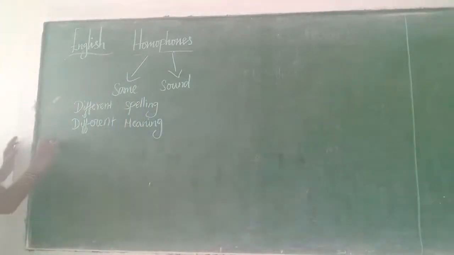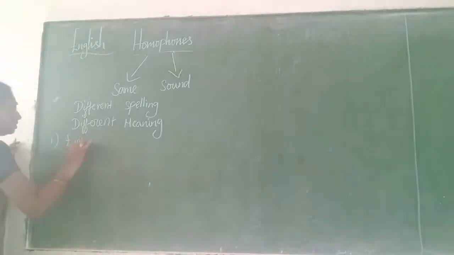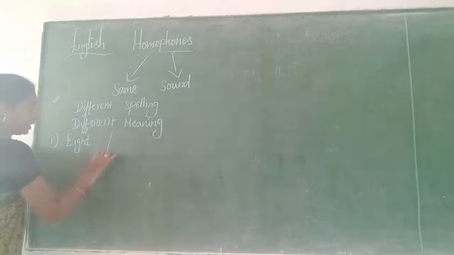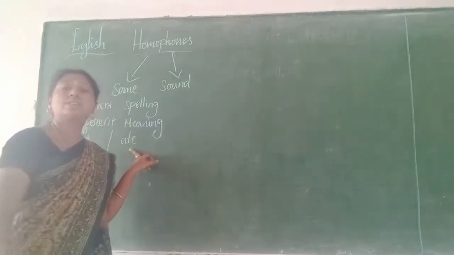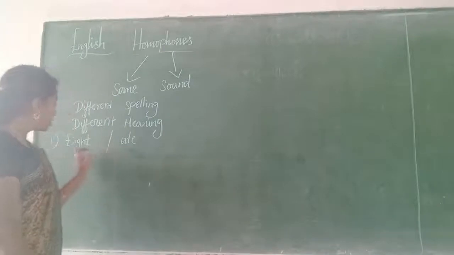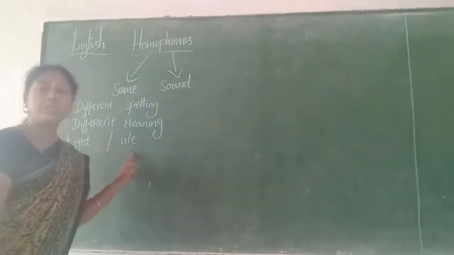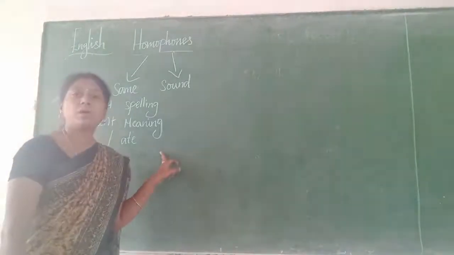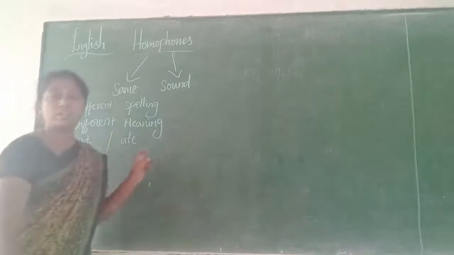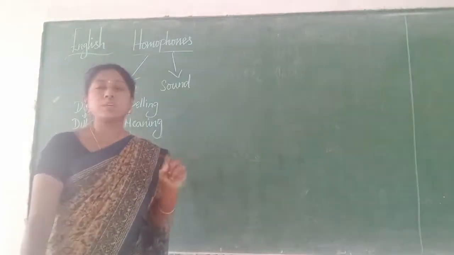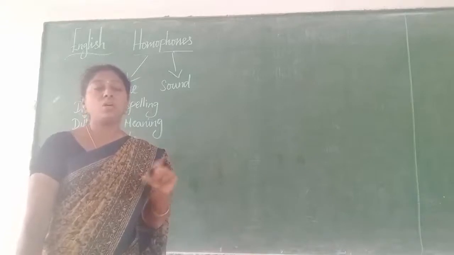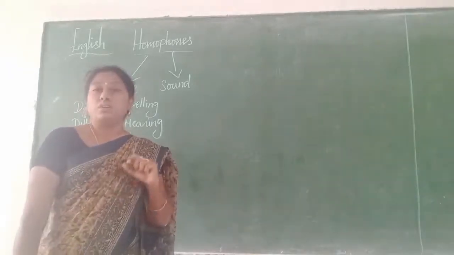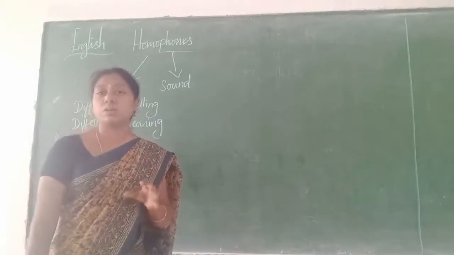Okay, so first one, just look at this: eight. So this is eight. It has the same pronunciation, same sound, but different meaning and different spelling, so it is called homophones. In 12th standard, they ask questions: they give some homophone words and ask you to frame your own sentences with the given words. So first of all, you have to understand what homophones are.